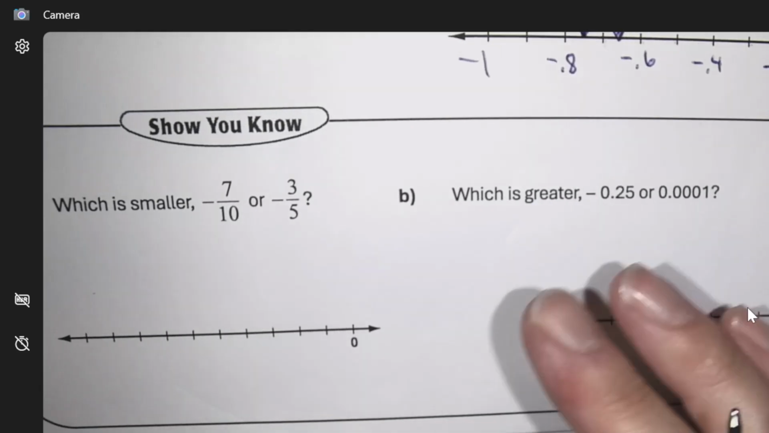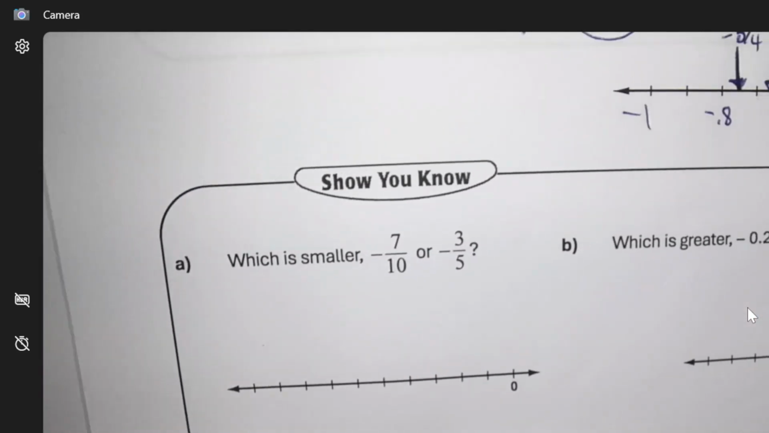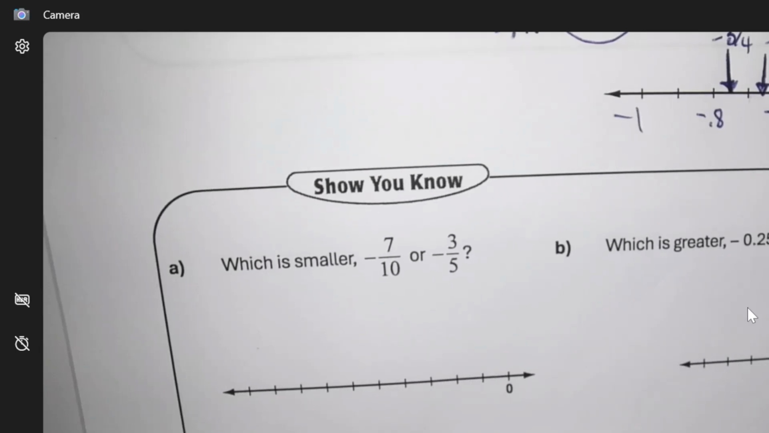Okay, which one is smaller? Oh, you have to do these on your own. Show that you know. Show me this on your own.